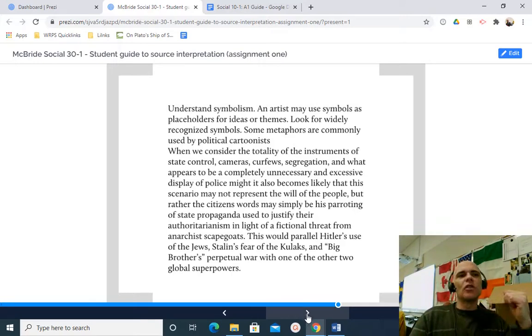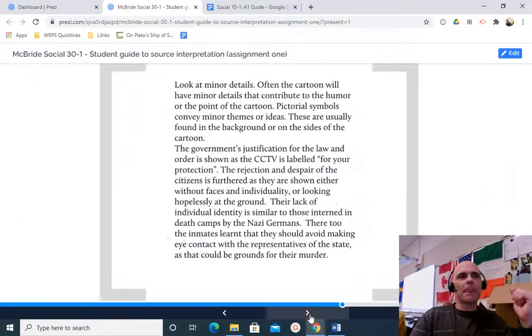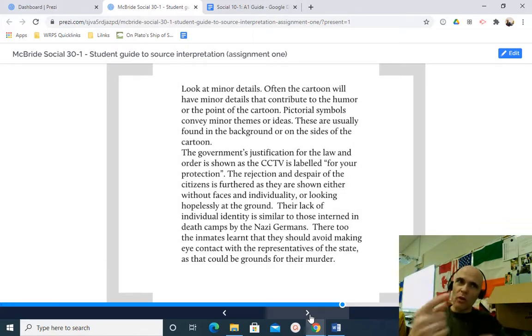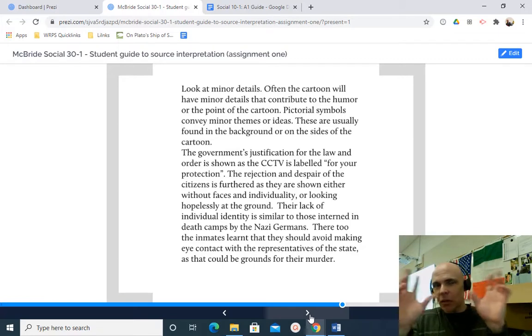Look at minor details. Often the cartoon will have minor details that contribute to the humor or the point of the cartoon. Pictorial symbols convey minor themes or ideas. They are usually found in the background or on the sides of the cartoon. The government's justification of law and order is shown as the closed caption television is labeled "for your protection." That's key, right? That's a minor detail, but it's still key.